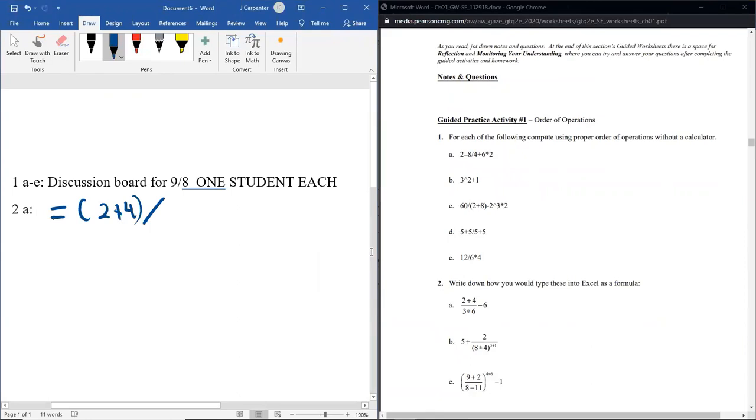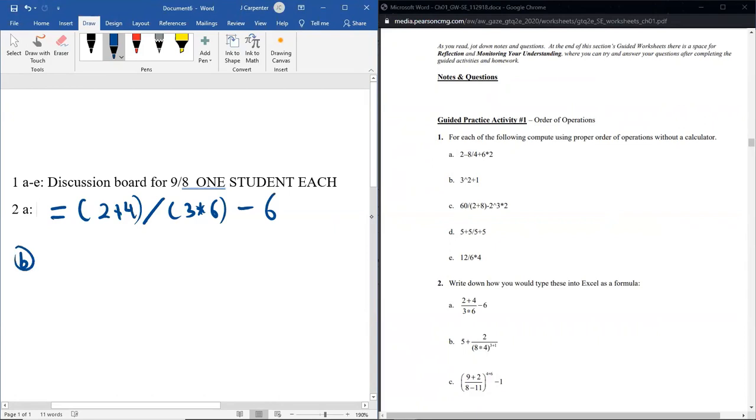Now, the 3 times the 6 is in the bottom of the fraction, so same idea. Let's put 3, and then use the star for the times, because that's how you would have to type it in Excel, 3 times 6, and close the parentheses. The top of the fraction, parentheses, division for the fraction. Bottom of the fraction, parentheses, because of the extra numbers and everything. This minus 6 is to the side of it, so just a minus 6. That's it.